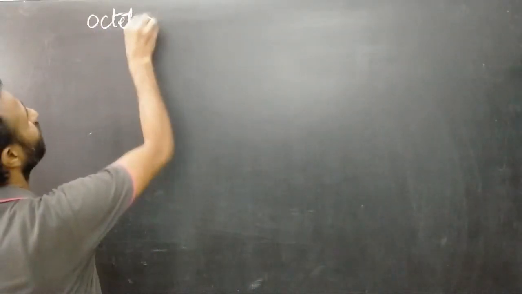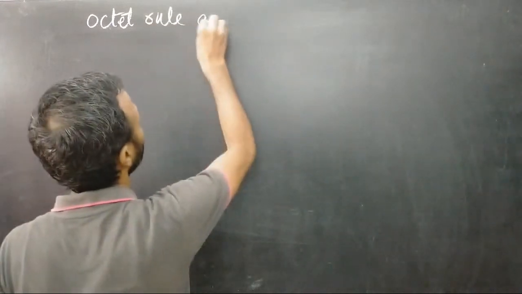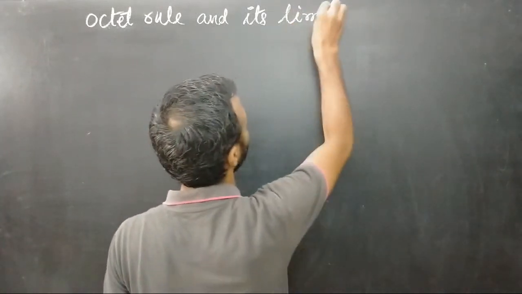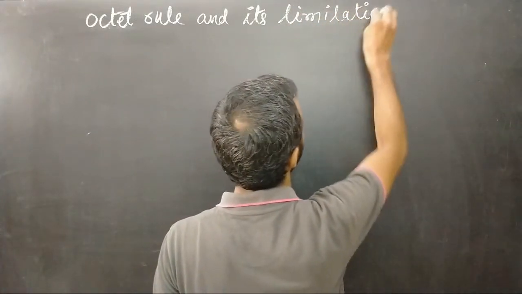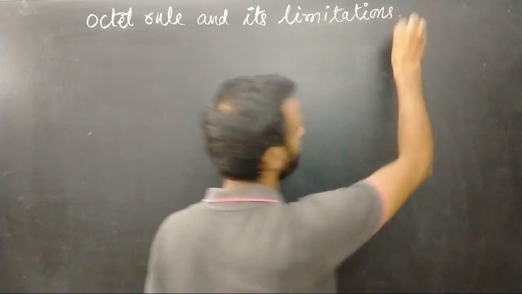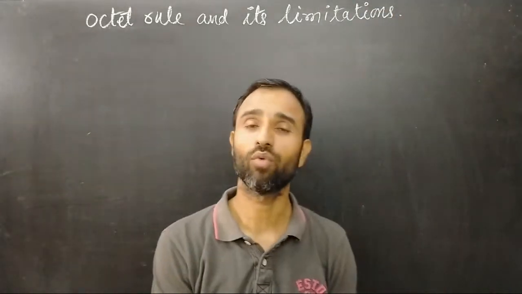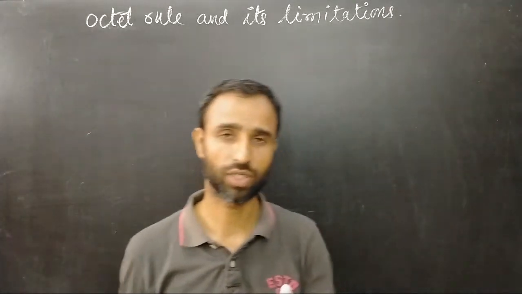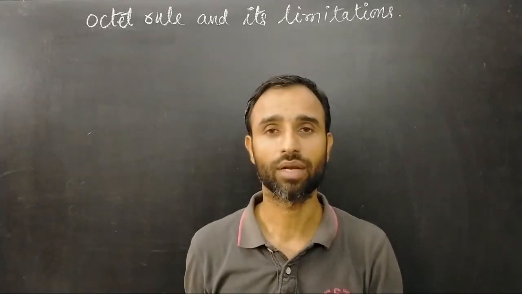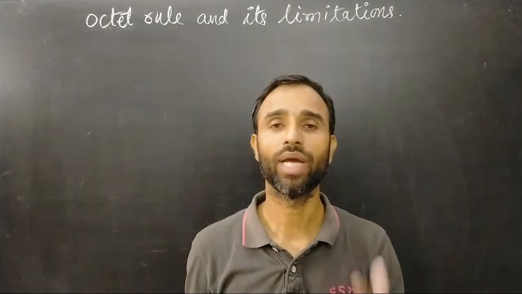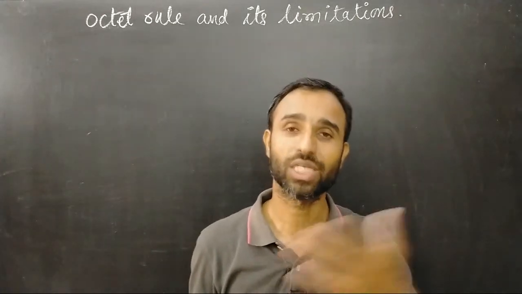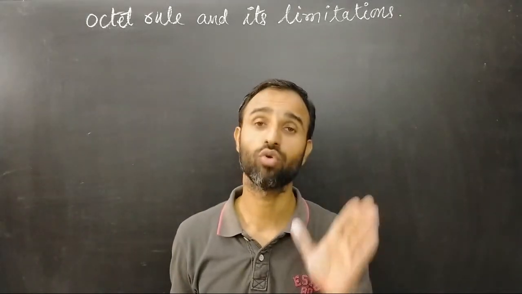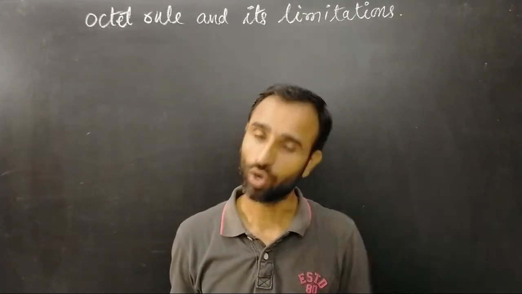Octet rule that we have already done, octet rule and its limitations. This is also a very important question. What is octet rule and what are its limitations? So what is octet rule? That atoms can combine either by sharing of electrons or by transference of electrons in order to complete their octets, in order to acquire noble gas configuration.